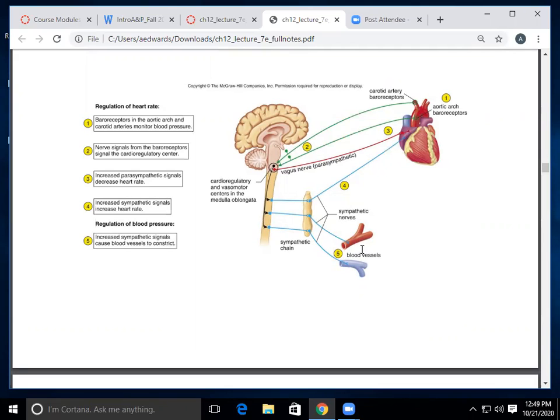So then you're going to get increased parasympathetic signals that can tell you to decrease your heart rate via the vagus nerve. So if you get vagus nerve stimulation, it can make someone's blood pressure drop a lot.